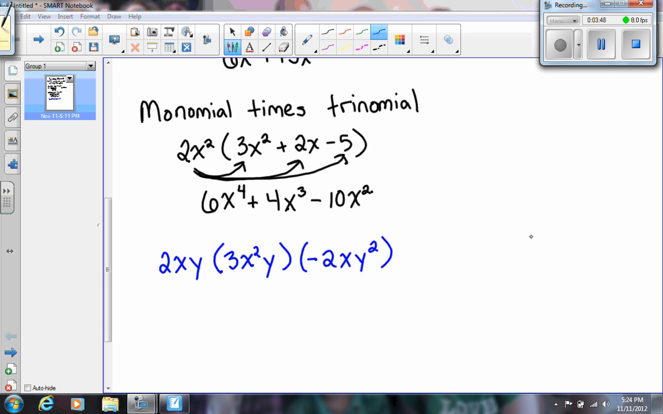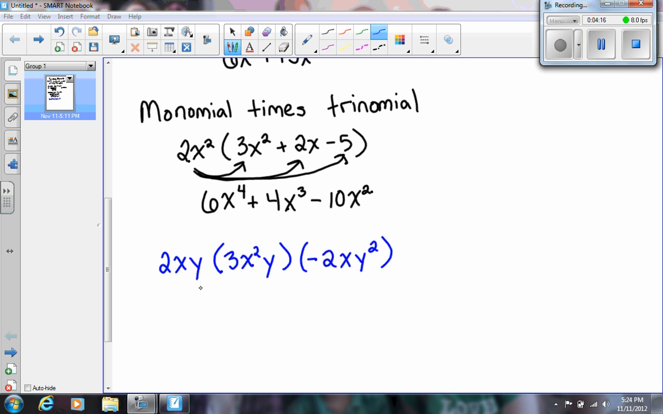Now, I do want to point something out that came up in class a couple days ago. The problem that I just wrote down is different than the problem that I just did. When I was multiplying a monomial times a trinomial, I distribute. And when you distribute, it's because I had a plus sign here, a minus sign here. I had three terms, and I was distributing the 2x squared to each term. That's different than the problem I have here, which is three monomials.